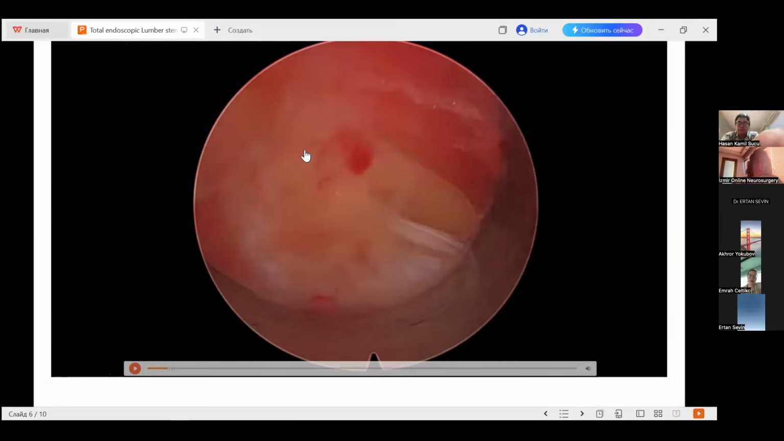Usually, initially I use the Kerrison 2 punch. If sometimes the lamina is very thick, I use a drill to make it thin. In the thin part, I can remove it with the Kerrison.